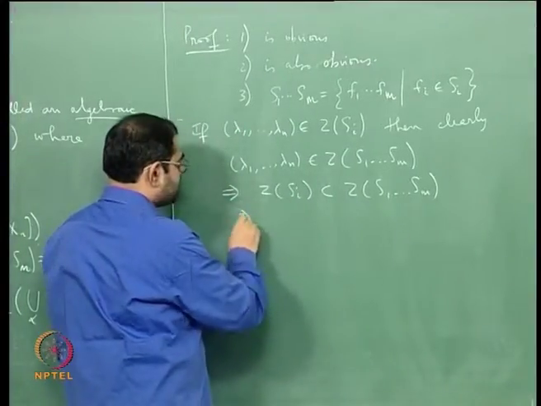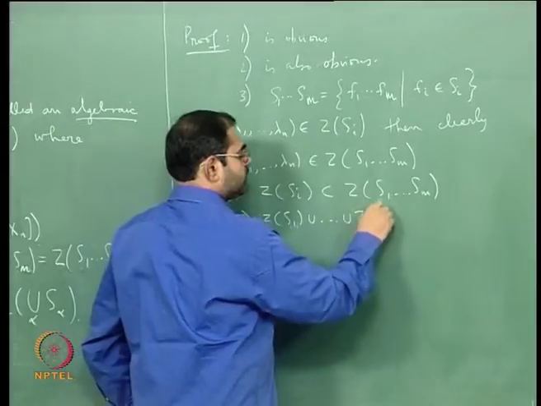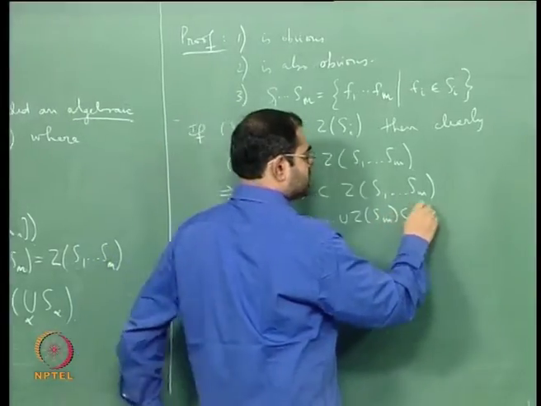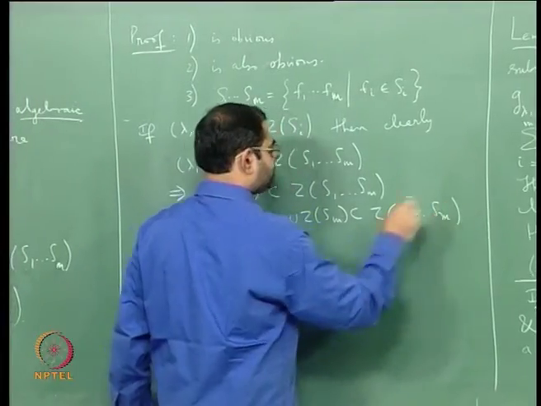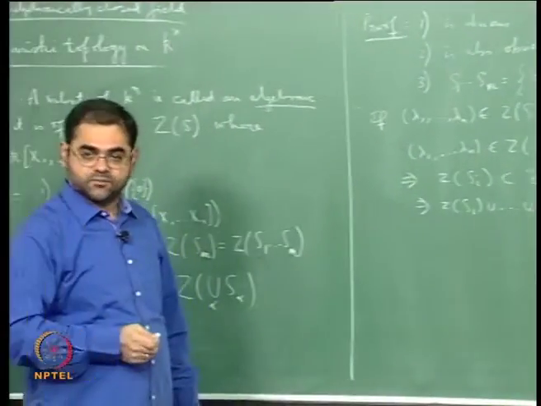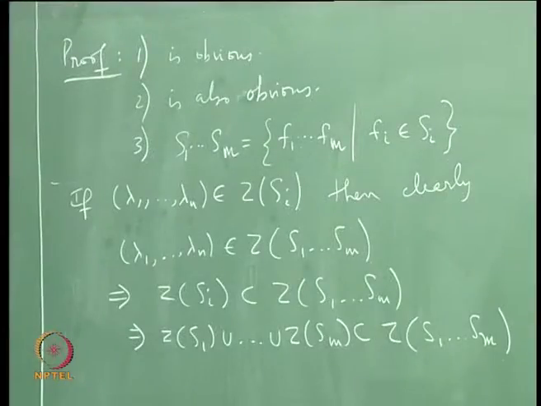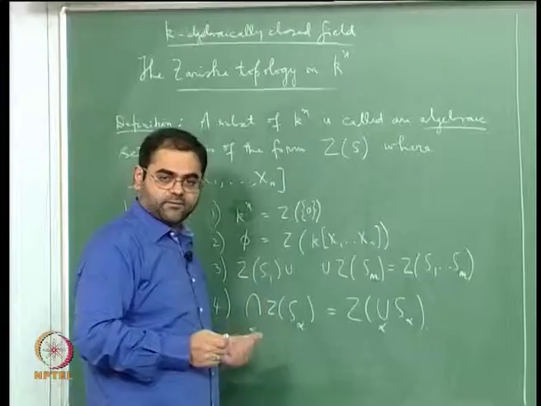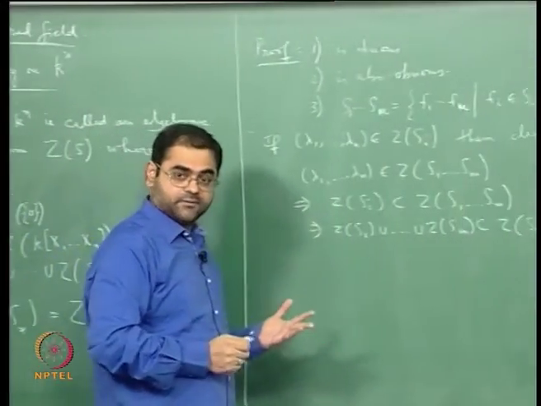So this tells me that the union of the Z of Si is contained in the 0 set of the product. This is obvious. What is a little not so obvious is the other way around, but it is also very easy to do, and you can prove it by contradiction.